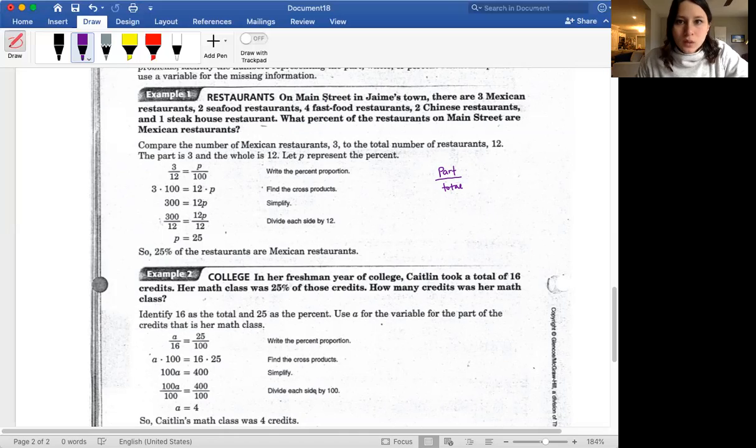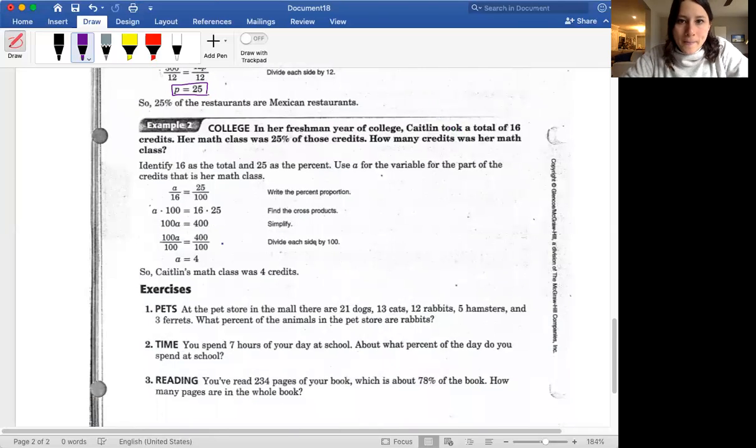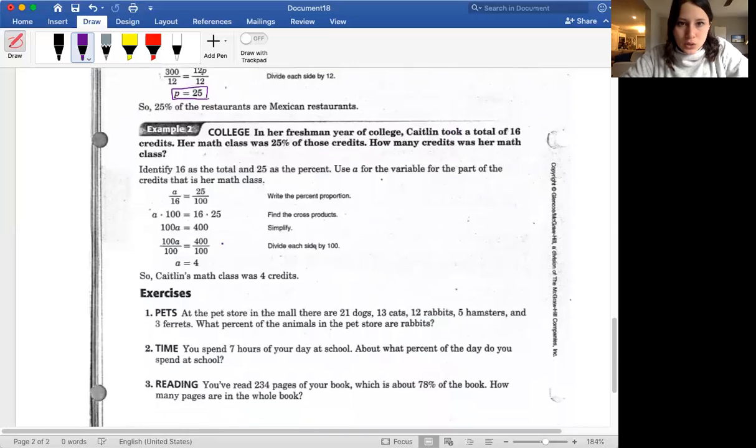So we'd have to add up all the restaurants to find that total. So we'd have to do 3 plus 2 plus 4 plus 2 plus 1. And when we add them all up, we get 12. And there are 3 Mexican restaurants. That goes up here. And we're going to look at this as 3 out of 12 is equivalent to what percentage? And so we realize that is actually 25%. Let's look at example 2.